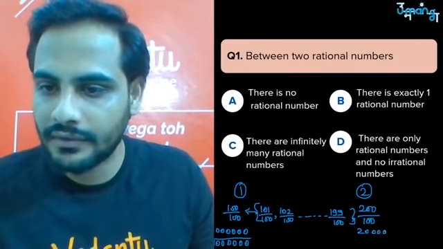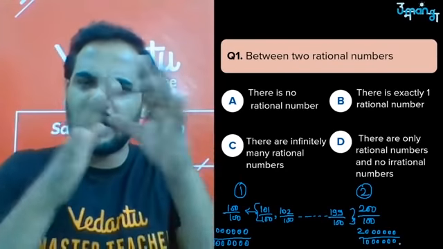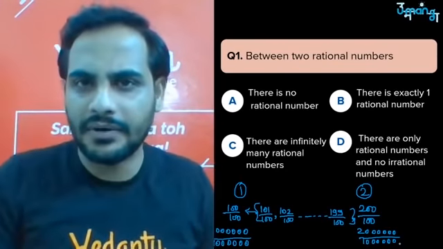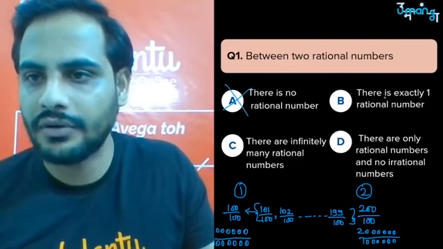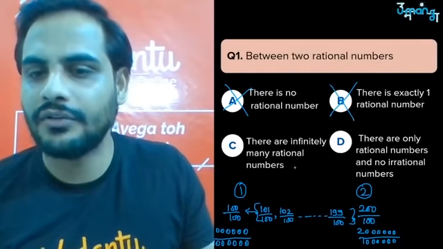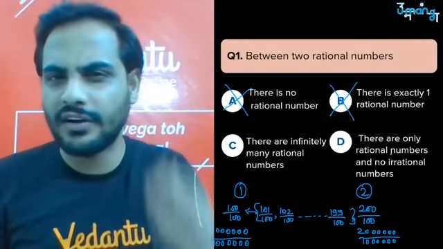Now you can see this pattern will go on and on. Again, multiply with 10, multiply with 10, so again there will be infinite numbers. So I can say the option 'no rational numbers' is wrong. 'Exactly one rational number' is also wrong. Now look at option D. Option D is saying there are only rational numbers and no irrational numbers.